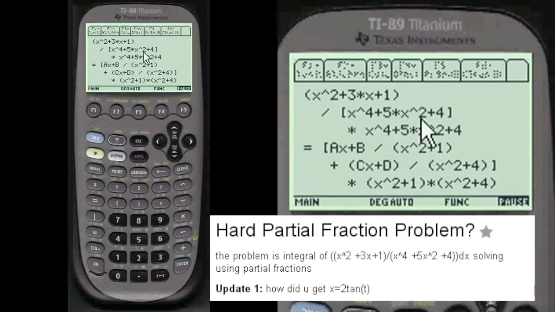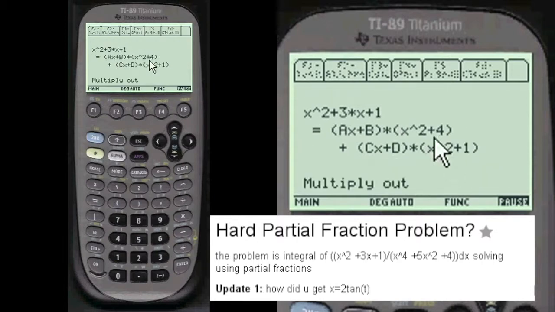The idea is that you are going to eliminate the denominator here by multiplying it times the same thing with the numerator. This here is the factored portion, and this is the original denominator. And so then we have the numerator is equal to ax plus b times x squared plus 4 and cx plus d times x squared plus 1.